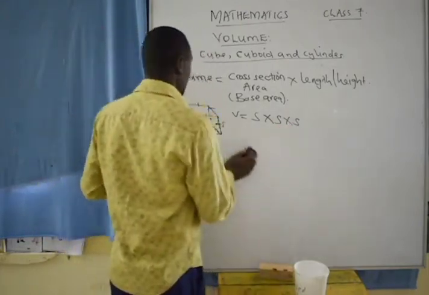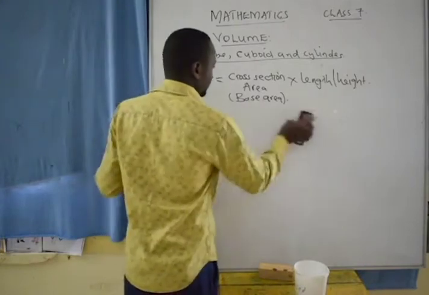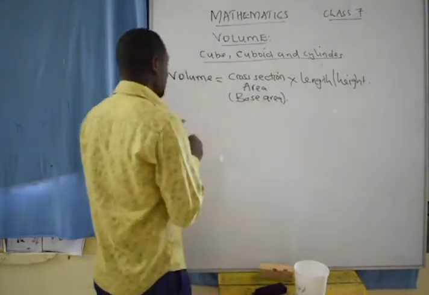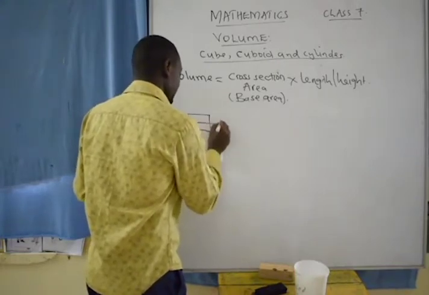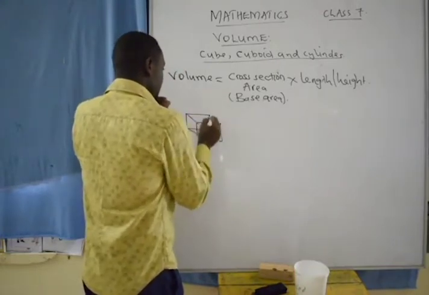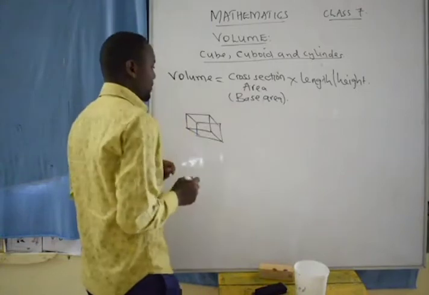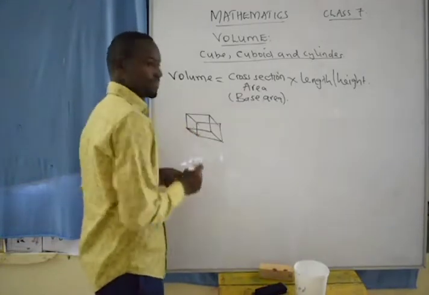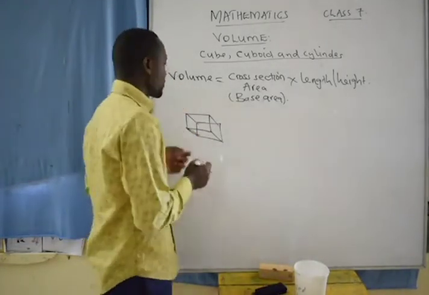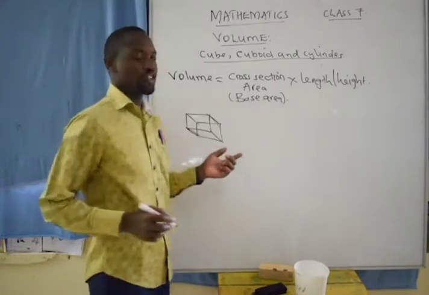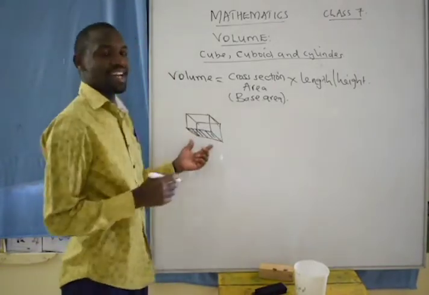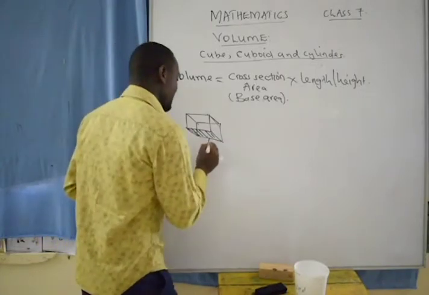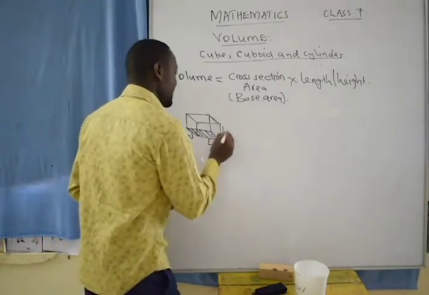Let's look at a cuboid. A cuboid is a rectangular prism. How do you get the volume of a cuboid? The area of the cross-section or the base area is a rectangle, whereby this is the length, this is the width, and this is the height.